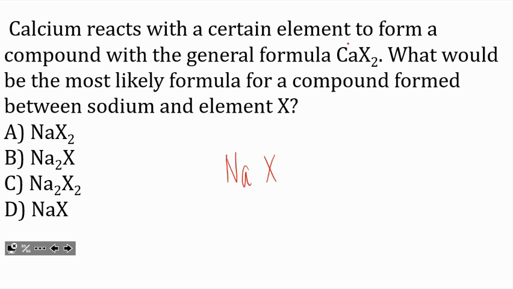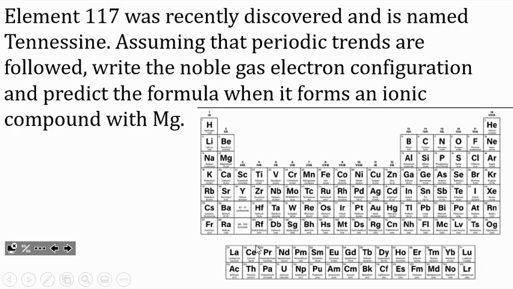So calcium had 2 electrons to give away, right? And so X would have been able to pick up 1 electron. So that means that this is 1, 1. So this would have come from what column? The 7th column. So D would end up being your answer here. It's all ratios is all it is.